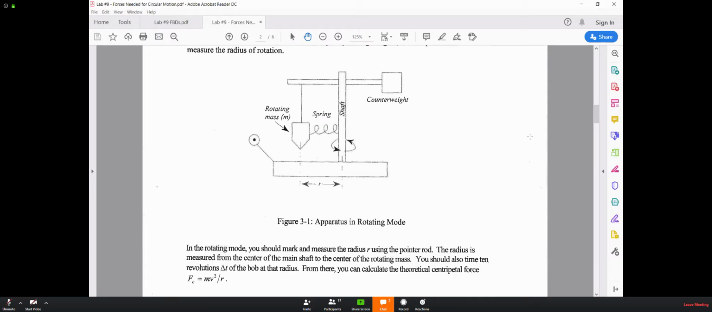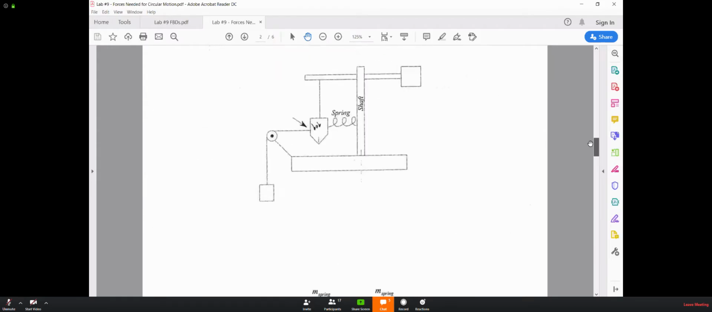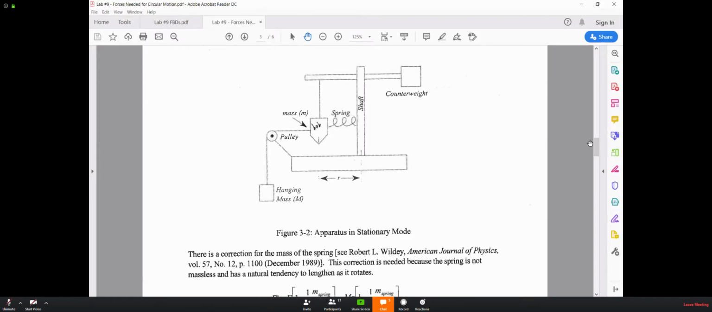To get it rotating at the big radius, it's moving faster. And what does the stationary setup look like? The stationary setup is to stop it, and then there's a string here that's just kind of stored for later use.